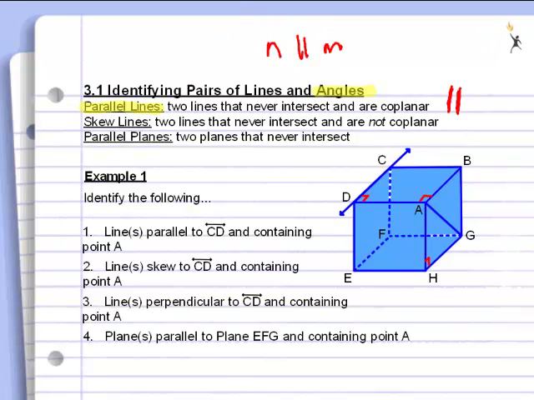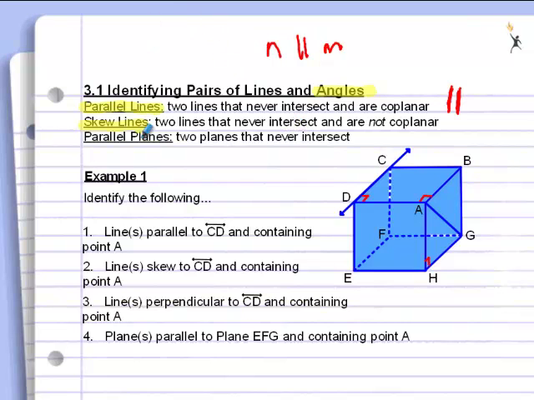Another type of line that you're going to be introduced to is skew lines. Skew lines are two lines that never intersect and are not coplanar. The fact that they never intersect does not mean that they're parallel. As we're going to see in example 1, skew can mean that they are completely opposite. The fact that they're in different planes is what's so important.